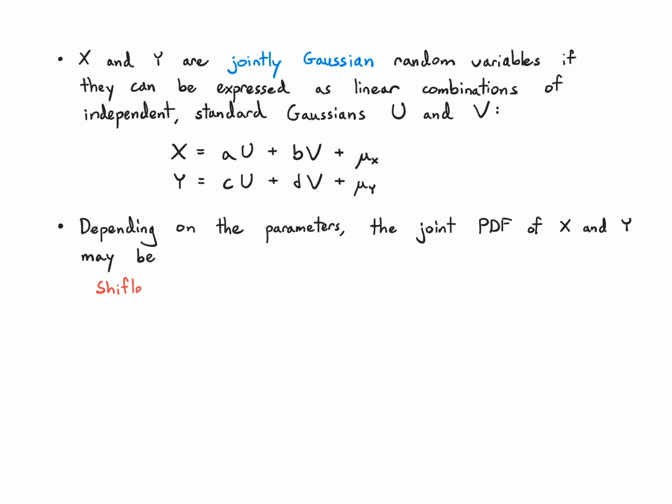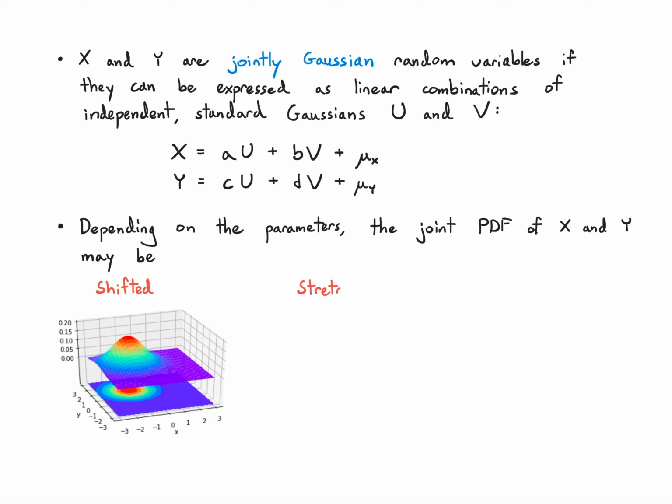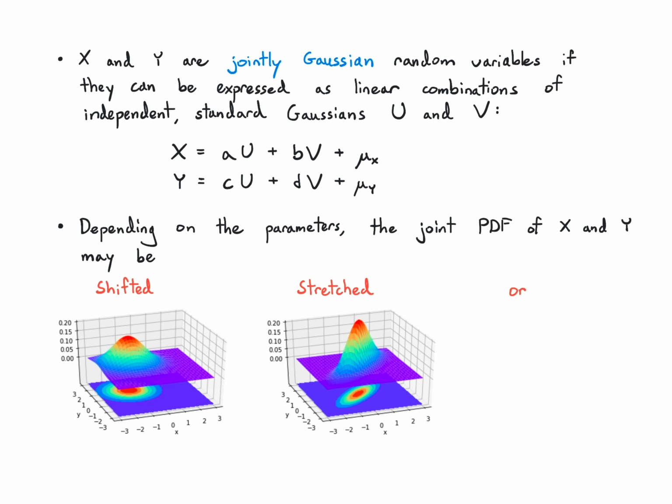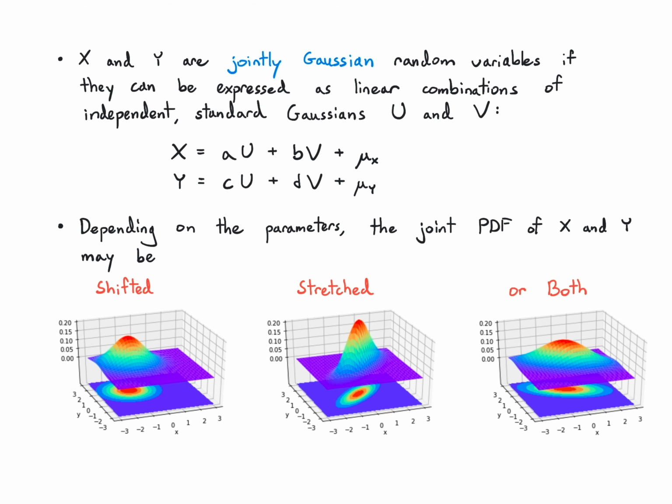the following thing. So it could be shifted, so I could move it across. It could be stretched, or it could be both. Okay, so I have both. And this is all relative to the symmetric, centered at 0 joint PDF of U and V.